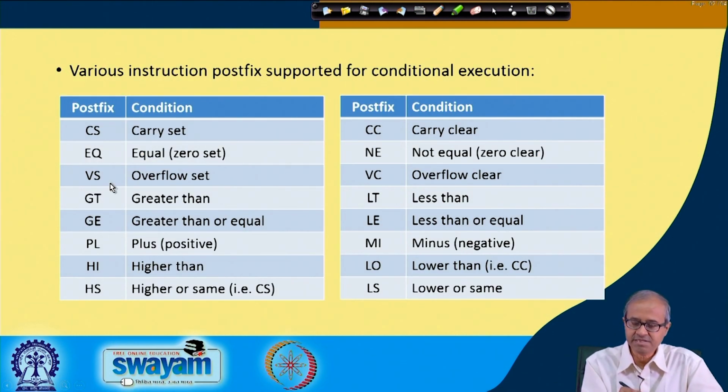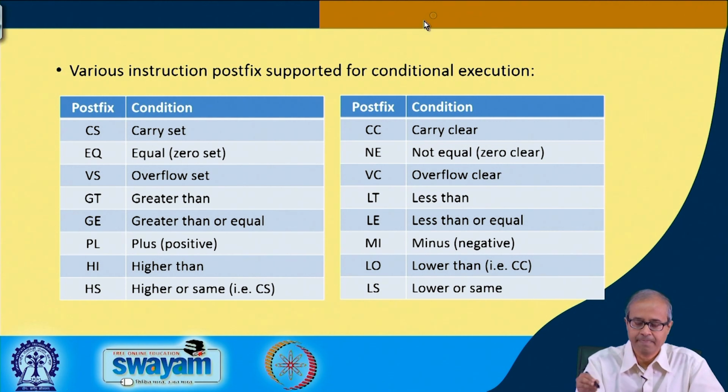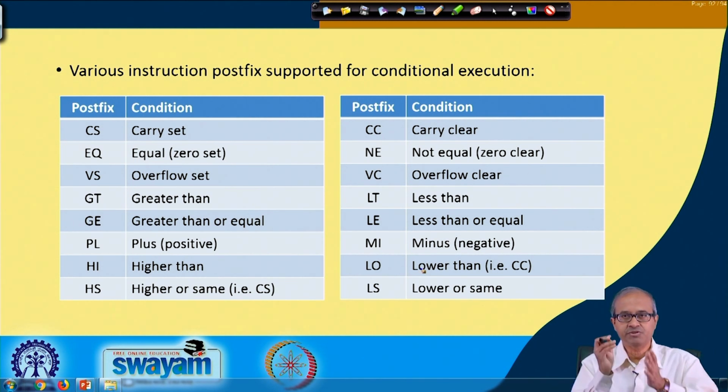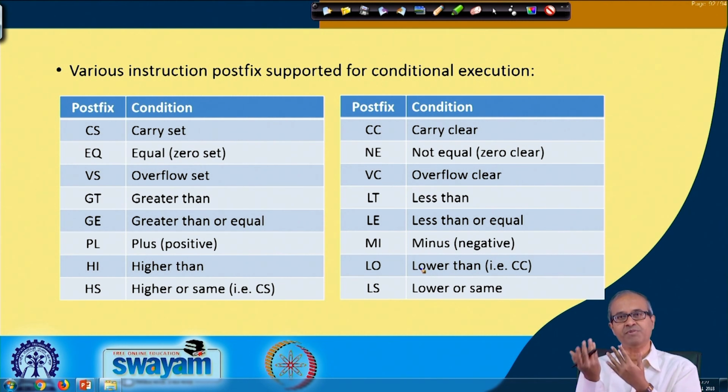Now, the various instruction postfixes that are available: in the earlier example I showed the version not equal to, but you can use so many variants: carry set, equal, overflow set, greater than, greater equal, plus, high, higher or same, so many options are there. So, along with an instruction you can specify what condition you want, and the instruction will be executed depending on the validity of that condition, right.